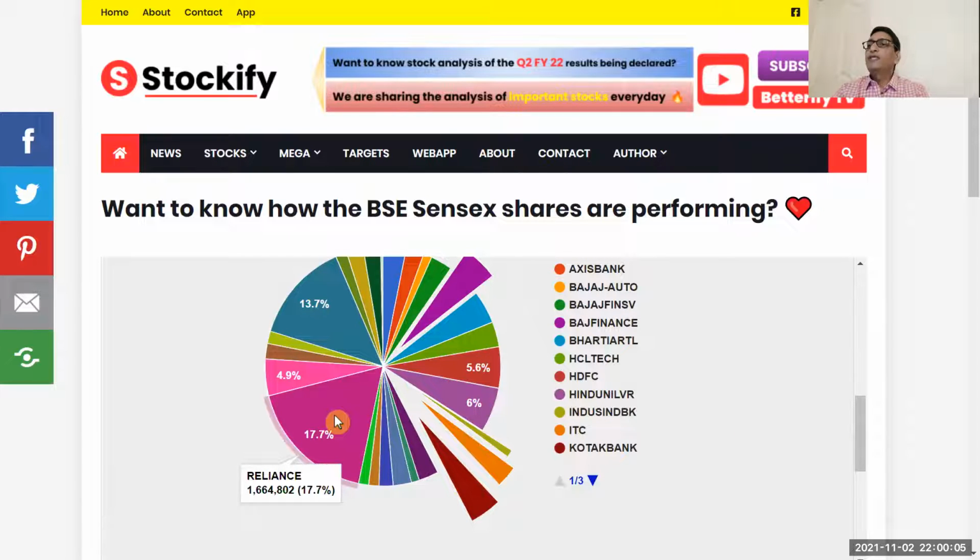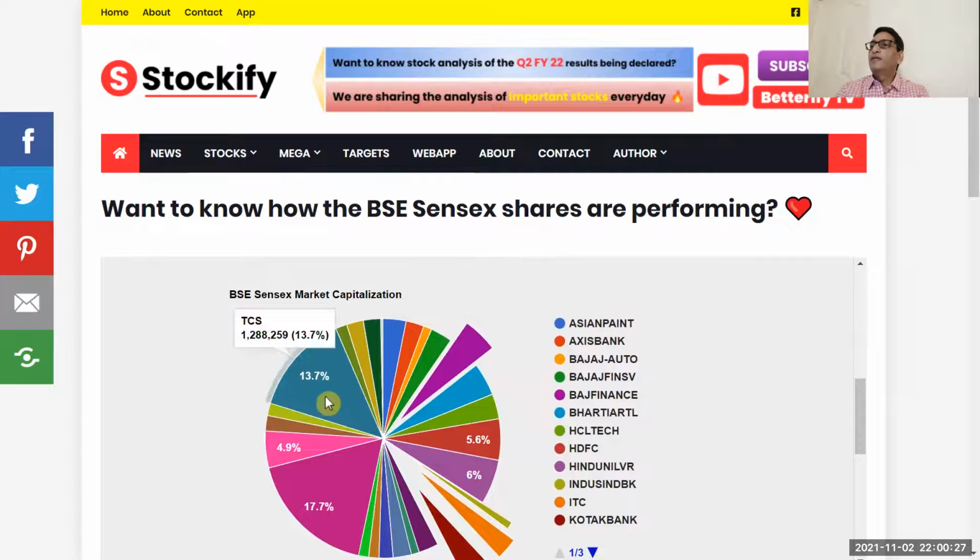Now, for example, 17.7%. What does that mean? Out of the 30 shares, the BSE 30, only Reliance is contributing 17.7% of the entire market cap of all those 30 stocks in BSE Sensex. Similarly, TCS is contributing 13.7%, SBI is contributing 4.9%, HDFC is contributing 5.6%, Hindustan Unilever is contributing 6%, like that.